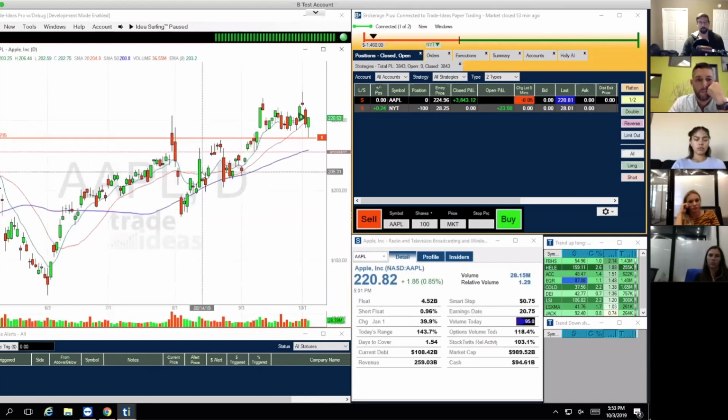Apple, right? Uptrend, obviously, right? So the red line is pointing up. So you'd say, if I'm looking to trade Apple, it's going to be from the long side, right? Just teaching you how to put these things together to make a specific type of plan.